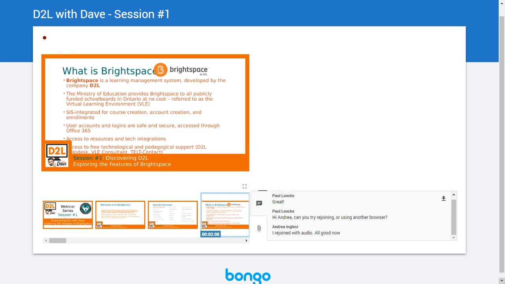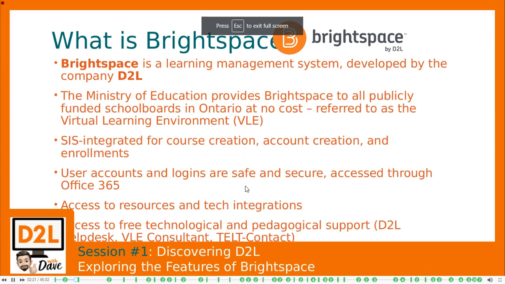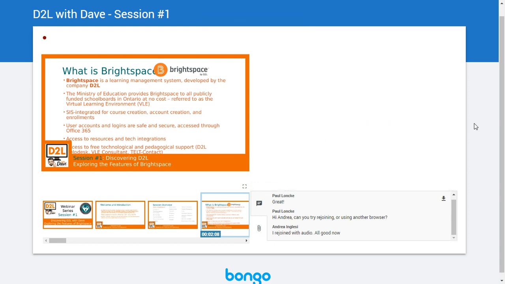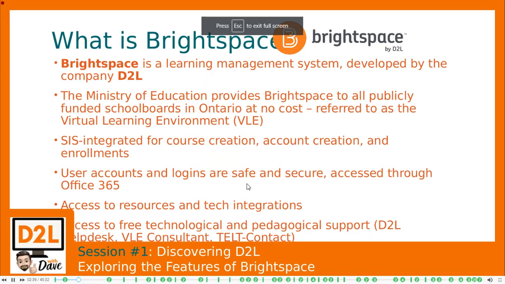You should be able to see the giant screen here, and I'm not sure why my slides don't look the nicest. I apologize for that. But basically, Brightspace is a learning management system, and it's developed by the company D2L. Oftentimes you'll hear people talking about D2L. I mean, our session is called D2L with Dave. D2L is actually the company that designed the product, which is Brightspace, kind of like Apple and Mac. I wouldn't say I'm using an Apple, I'm using a Mac computer. But we commonly refer to it as Brightspace or D2L. It's kind of interchangeable, but Brightspace is the actual platform that we use. So when I'm saying Brightspace, it is the same thing as D2L. D2L is just the company.